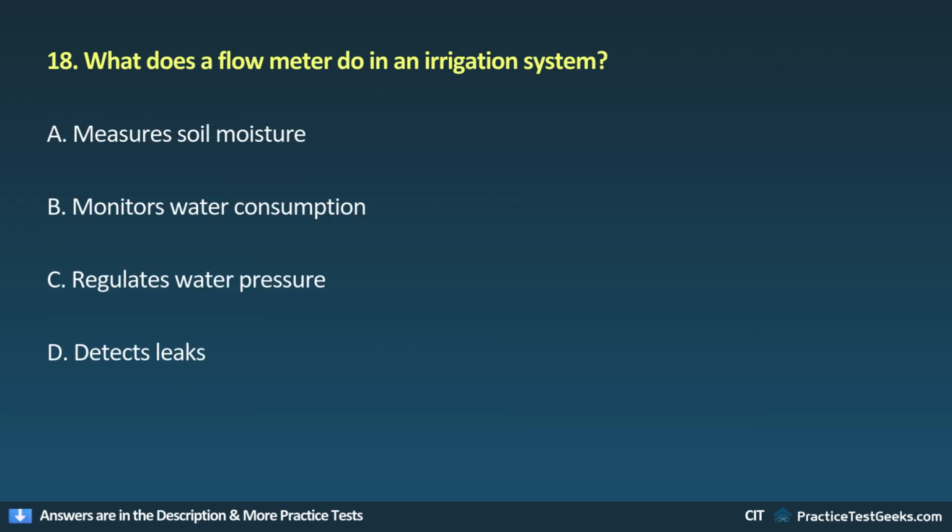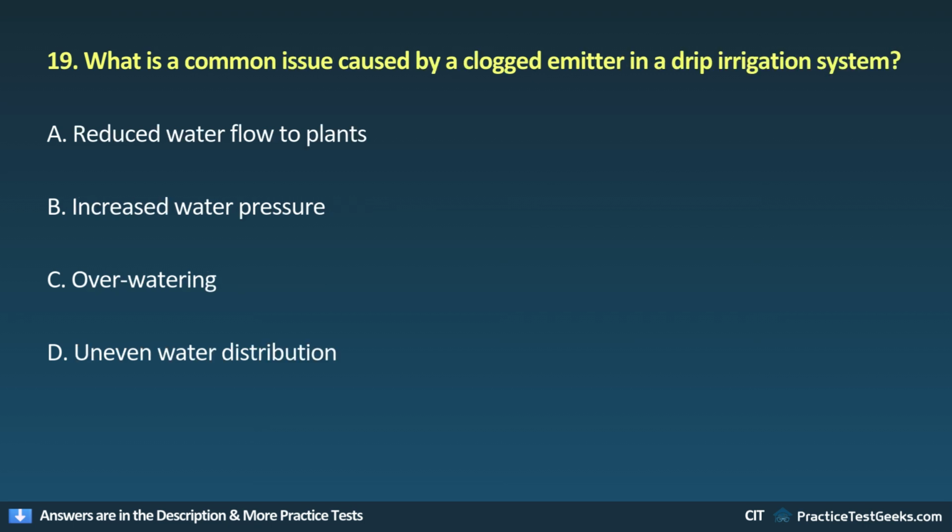18. What does a flow meter do in an irrigation system? A. Measures soil moisture. B. Monitors water consumption. C. Regulates water pressure. D. Detects leaks.